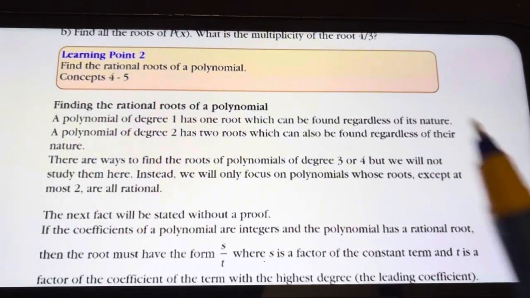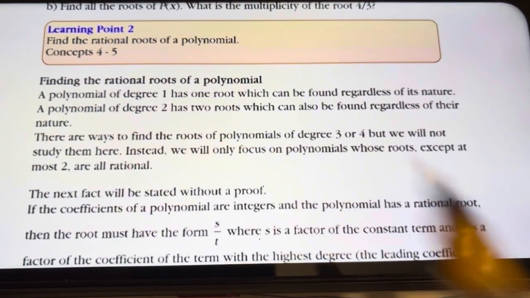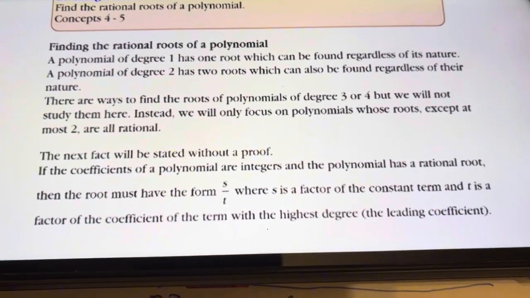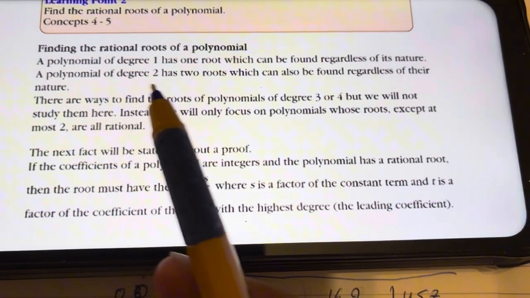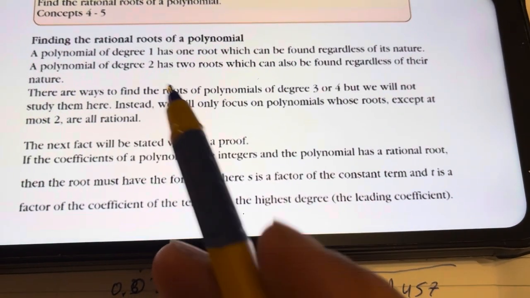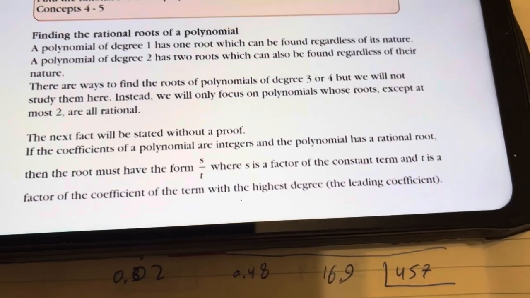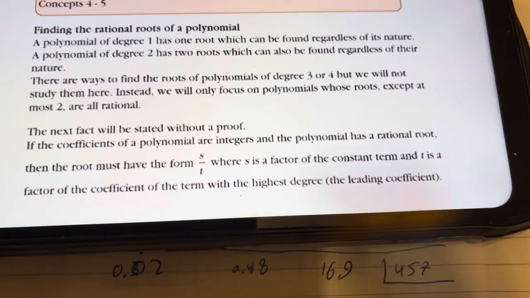Learning point 2: he's trying to explain how to find the rational roots of a polynomial. A polynomial of the first degree means x plus 1, for example. You have only one root, which is x is equal to minus 1. If you have a polynomial of degree 2, meaning x squared plus 3x plus something, then you factorize it and you will get 2 answers, 2 roots, or maybe the same root if it is repeated.